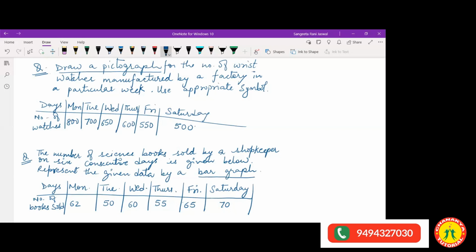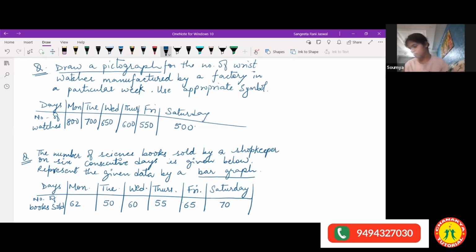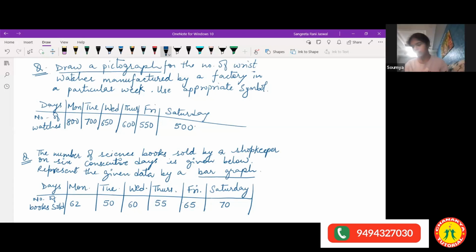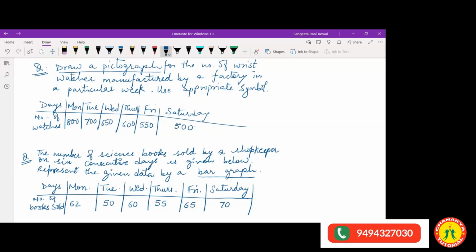We can start with the other one. What have you chosen your one symbol as? Rishit: Ma'am, I chose one symbol as 100. Okay. What have you chosen your one symbol, Soumya? For one symbol, I chose 100. Good. Very nice. Okay, do the next one, bar graph.